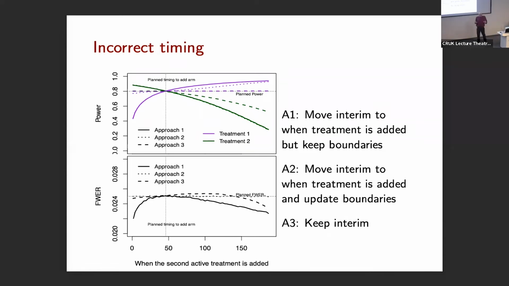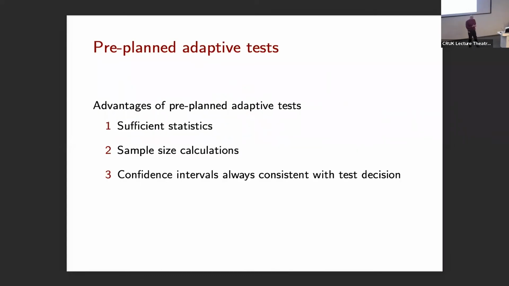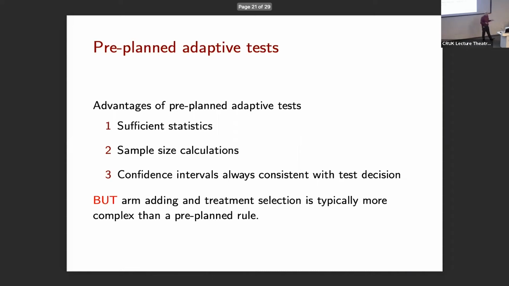And that's simply because life is a bit more complicated than pre-planning. But we love pre-planned trial designs, because if we do, we can control everything. We can make sure that the operating characteristics are exactly like we want them to be. Everything is based on sufficient statistics, and every statistician is going to be pleased to see that, right? We can do sample size calculations in an analytic form. We can get confidence intervals that are consistent with the test decision and all sorts of good things. But as I said, arm adding and treatment selection typically is a bit more complicated than pre-planning.